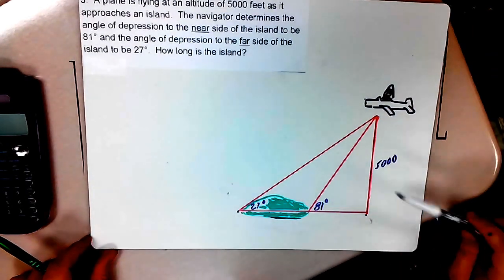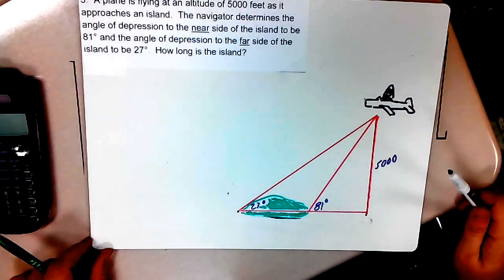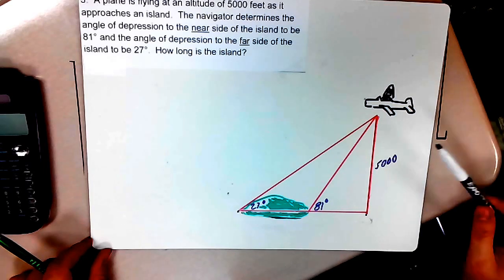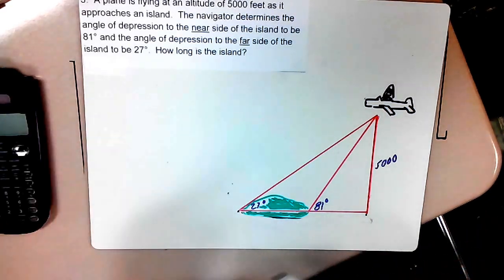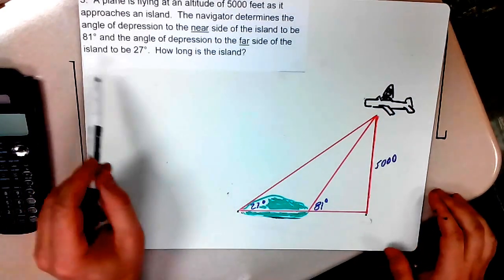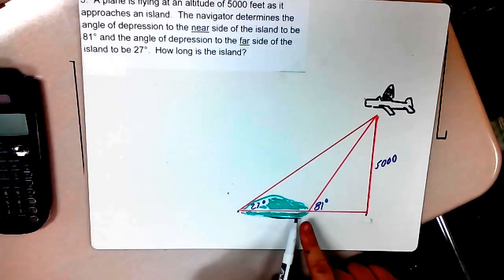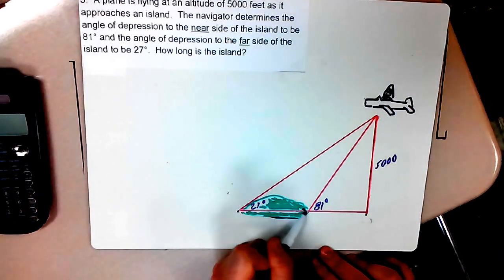A plane is flying at an altitude of 5,000 feet. As it approaches an island, the navigator determines that the angle of depression to the near side of the island is 81 degrees, and the angle of depression to the far side is 27 degrees. How long is the island? So I'm looking for this distance.